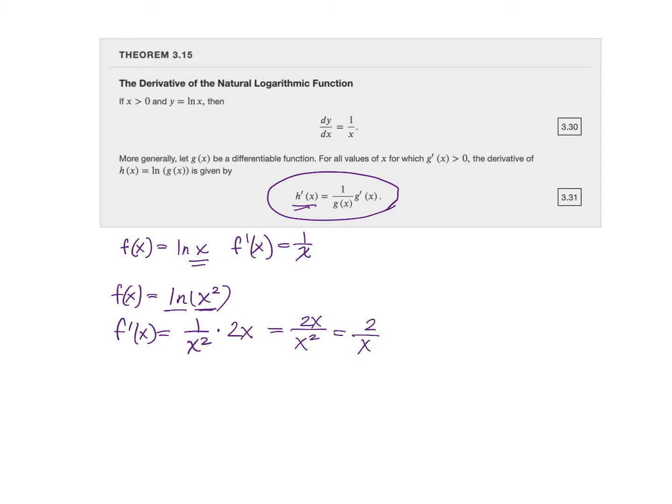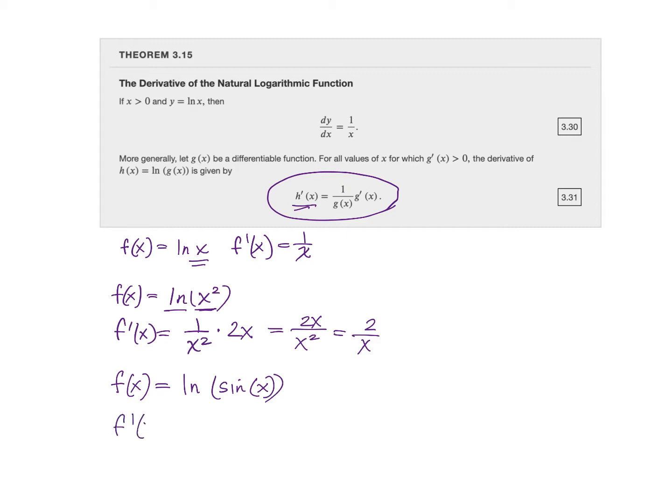Let's look at another example and see if you can do it alone. So we have ln sine of x. This is a pretty complicated function here. Pause the video and see if you can take the derivative.